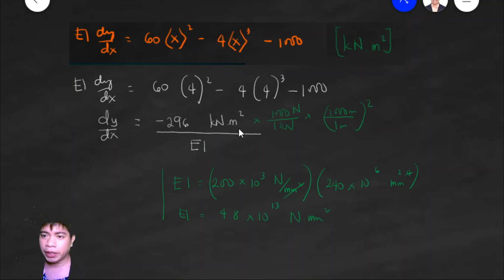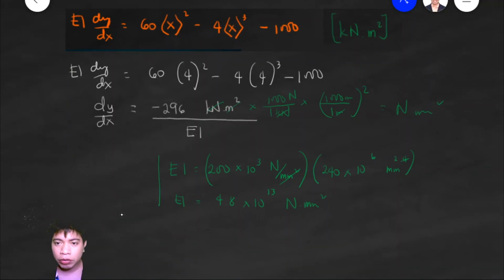I-solve na lang. So, negative 296 times ito divided by EI. Ang mangyayari guys, take note, na-cancel na dito si kilonewton. Then, Newton na yung ating unit. Tapos si meter square ay mag-cancel, at ang magiging unit natin is millimeter square. So, Newton millimeter square yung nandito sa ibabaw, at Newton millimeter square dito sa ilalim. Magka-cancel lang silang dalawa. So, therefore, radians yung ating unit ng ating slope.